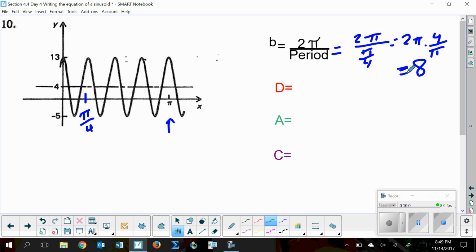Your d is your midline. Look how nice it is that the midline's given, that it's the line y equals 4. So 4 is my midline. I don't have to do any thinking on there.